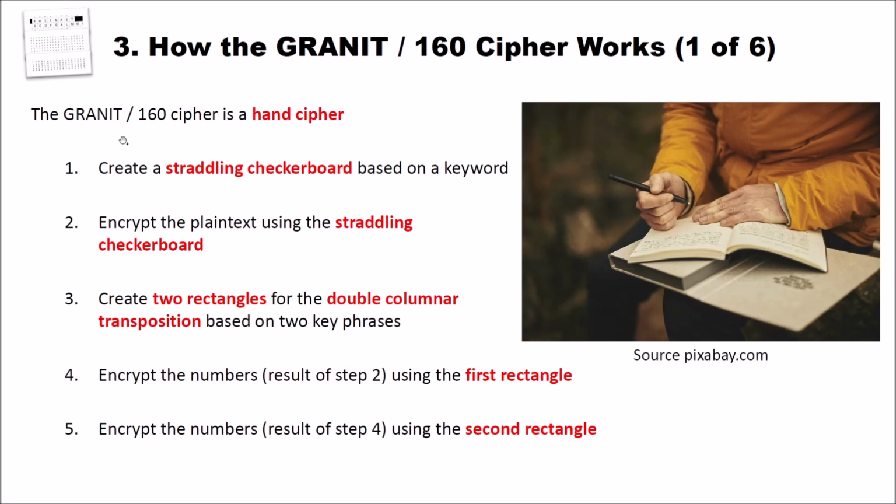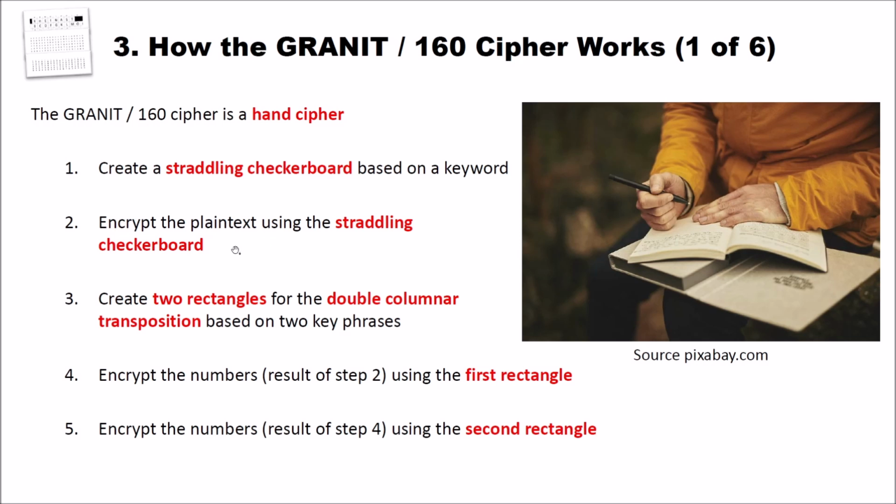The GRANITE cipher is a hand cipher and you have to perform a few steps. I put these 5 steps here on the slide and later we will have a look at each step individually. The first step is to create a straddling checkerboard based on a keyword. This has to be done to convert from text to digits. Then we encrypt the plain text using this straddling checkerboard.